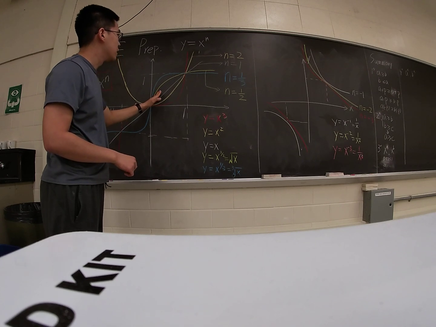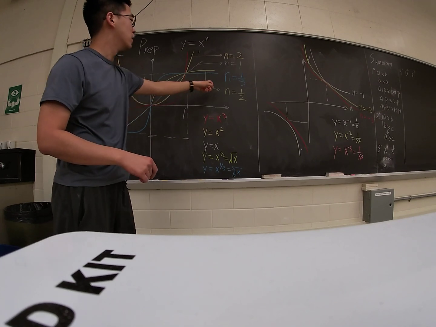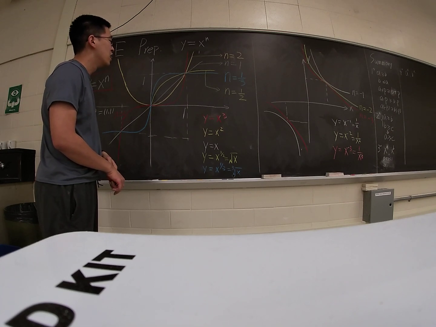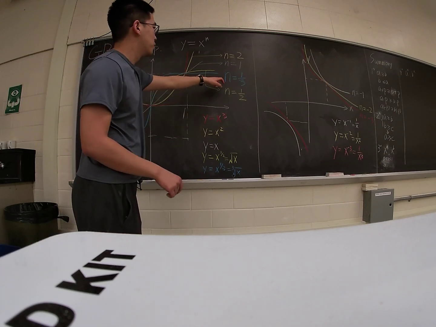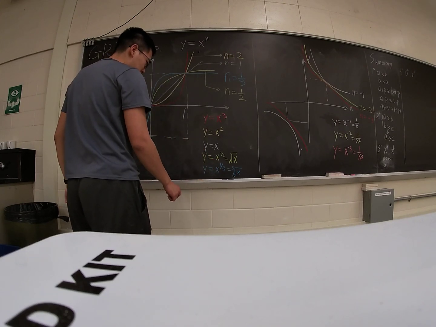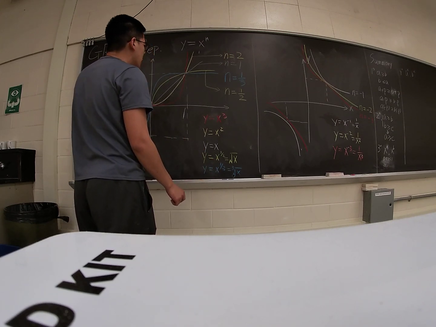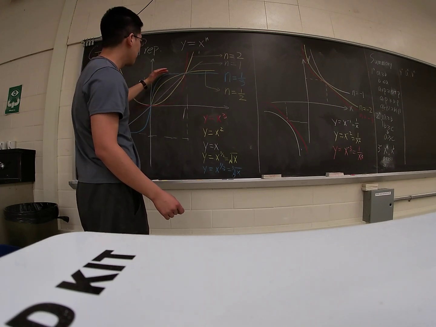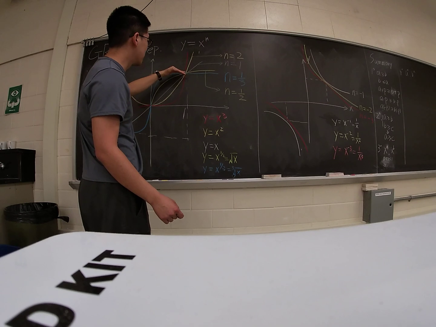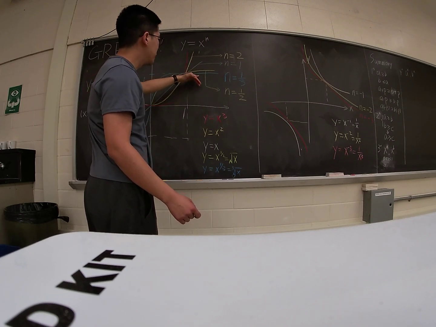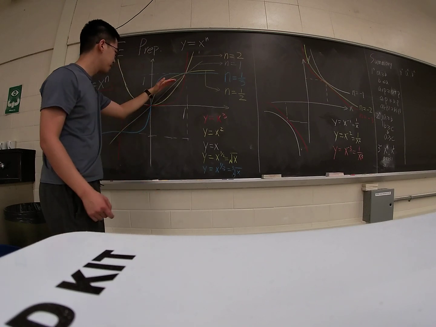And similar things happen with fractional exponents. The cube root gives you faster growth before 1, but it grows slower than the square root after 1.